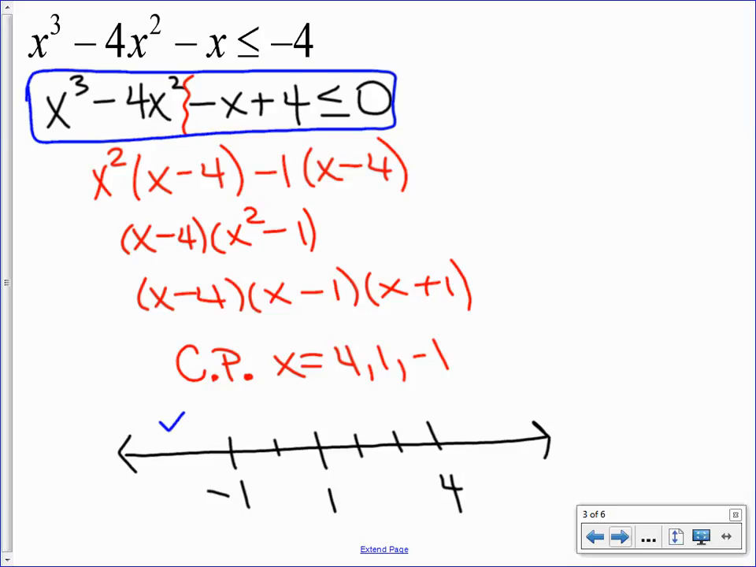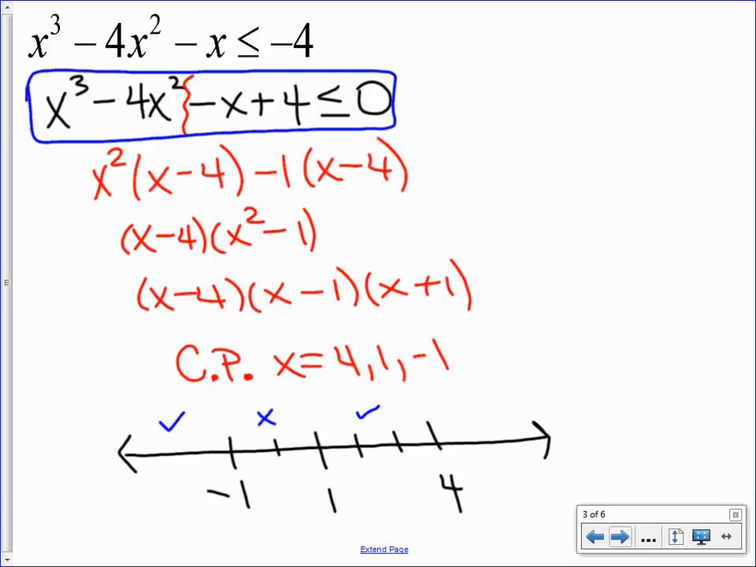Okay, I'm just going to make a note to myself. What about in between -1 and 1? What could we try? 0. When we plug in 0, what do we get? We get 4. Is that negative? No, that interval did not work. Between 1 and 4, we can plug in 2. So we would have 8 minus 16 minus 2 plus 4. It's a negative, isn't it? All right, so that one worked for us.